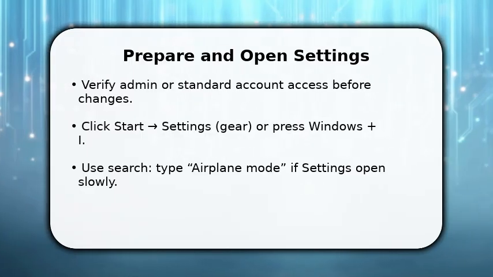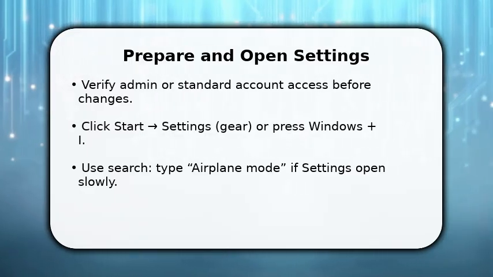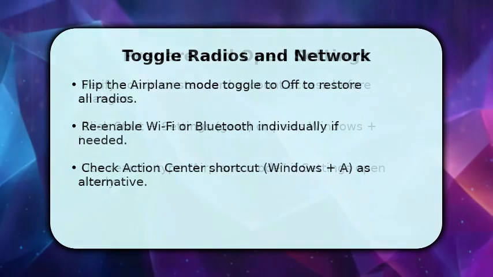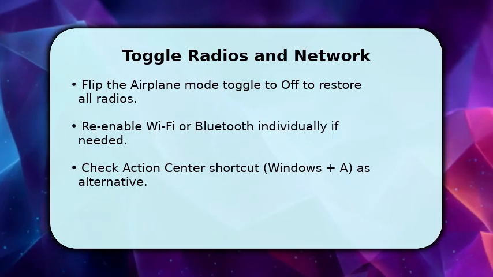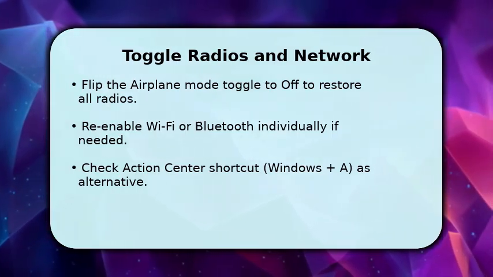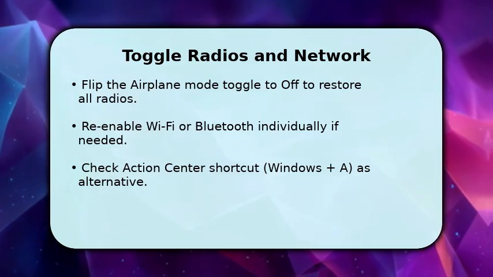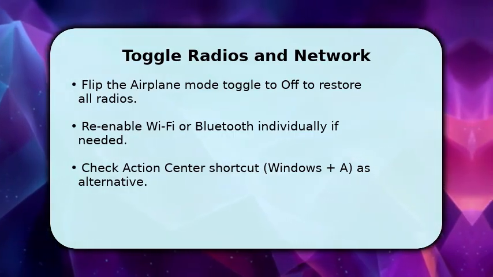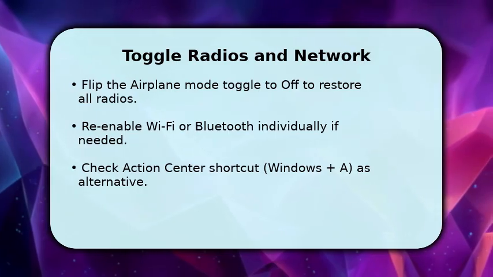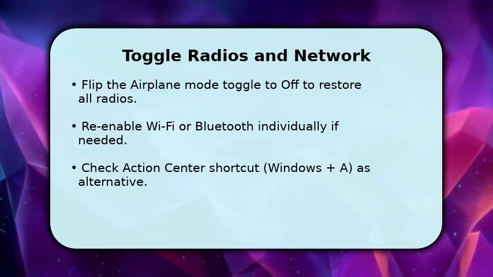Once the Airplane Mode page is visible, prepare to turn radios back on by locating the toggle labeled Airplane Mode. Now that you're on the Airplane Mode page, flip the Airplane Mode toggle to off. This command tells Windows to re-enable wireless radios. Once off, make sure Wi-Fi and Bluetooth show as on in the same settings area. Sometimes they remain disabled and must be re-enabled separately.